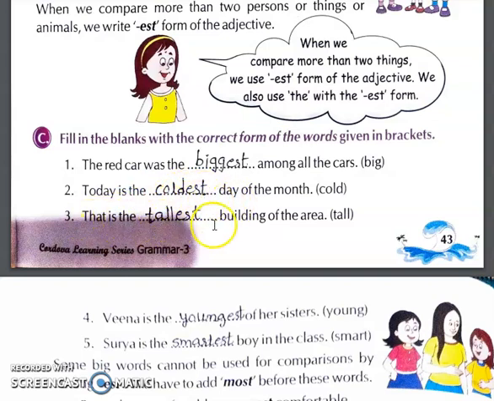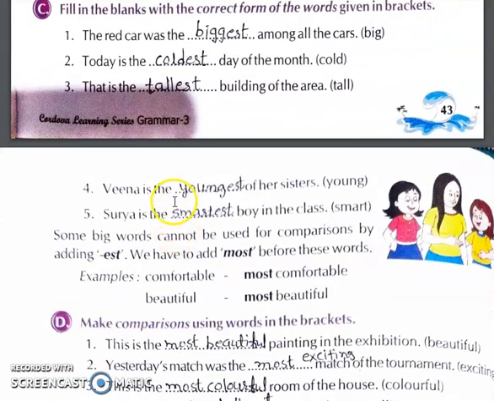Then the dash building of the area. That is the dash building of the area. The word is tall. So we have to write tallest. The is written here and EST we have to add. Like this you have to complete this exercise.